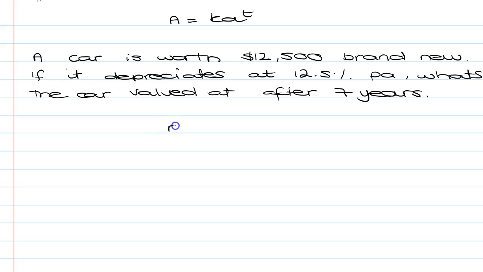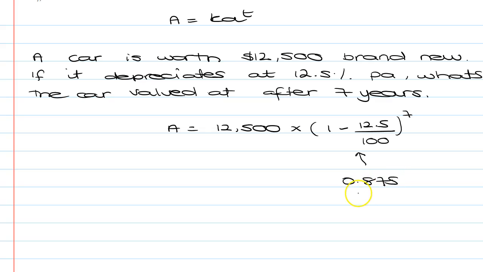So let's just work out what that formula is going to be. So the value is the initial amount, so that's 12,500, multiplied by our growth factor, which is going to be our decay rate, so that's 1 minus the rate, so 12.5 over 100, to the power 7. Okay, so what we have here is this is our 0.875 here, which, as we said earlier, was going to be the 87.5% worth, and that's obviously what the multiplier is.